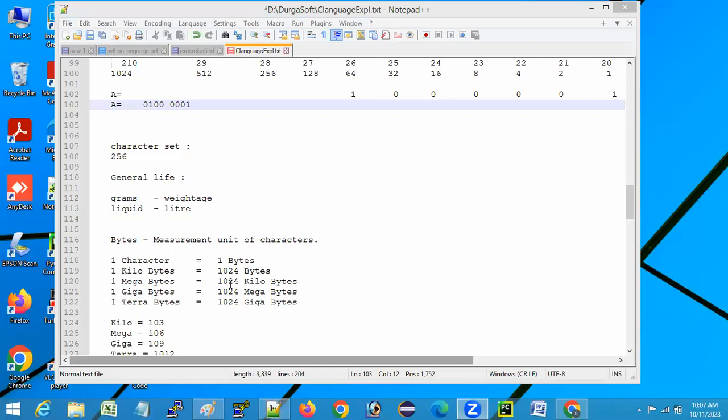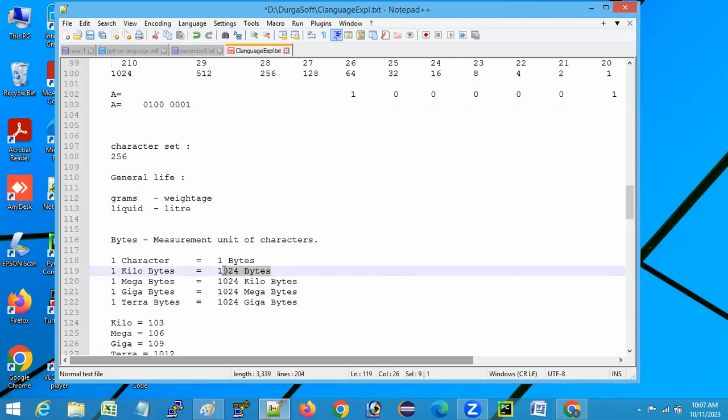One character equals 1 byte, and 1 kilobyte equals 1024 bytes. Why is it so? The question will arise in your mind: why 1024? Because in general life, 1 kilo equals 1000 only, whereas in our computer we have 1024. See here, 2 raised to 10 is nothing but 1024 bytes.